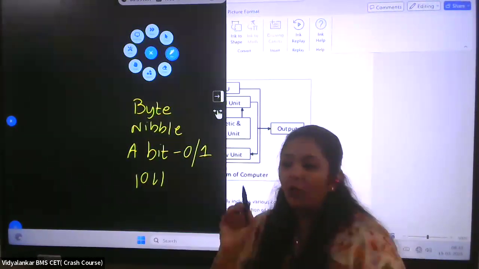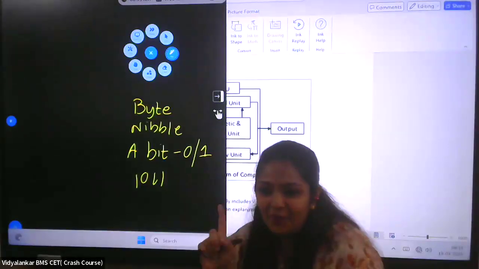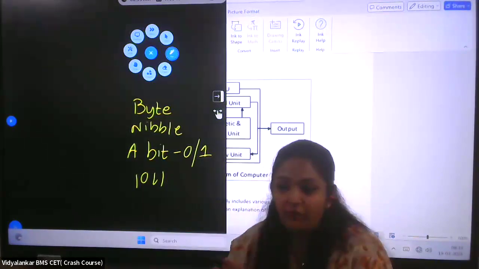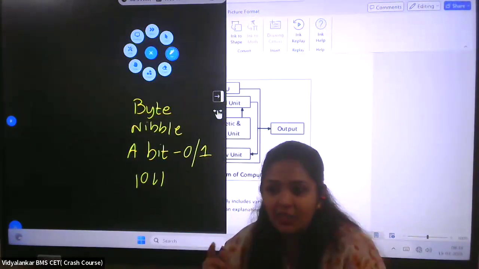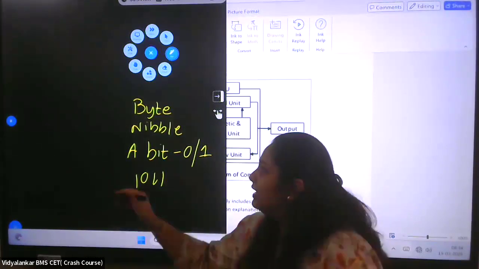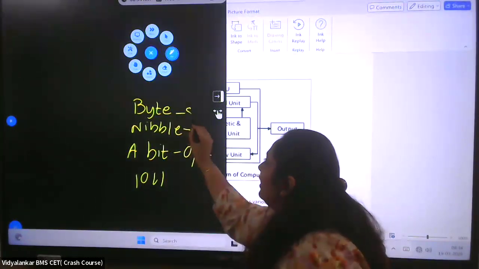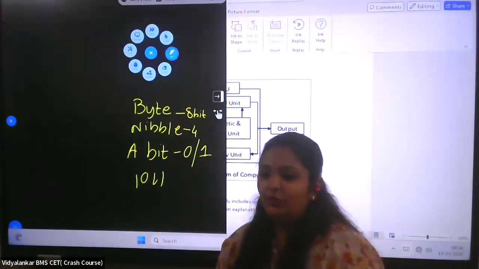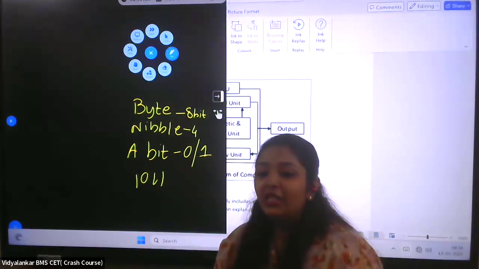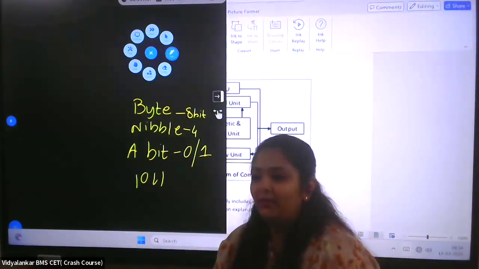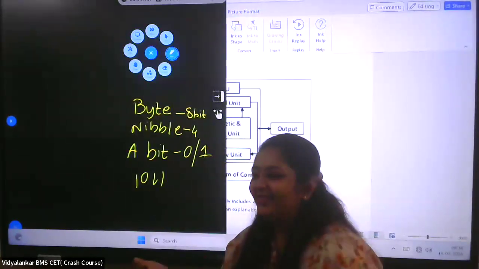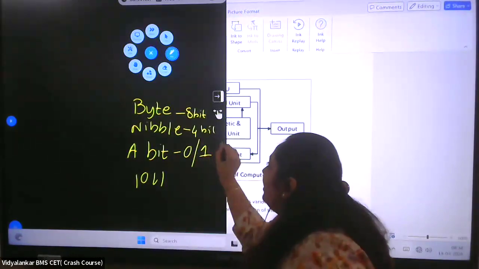I'll repeat. If I talk about a bit, it is either 0 or 1. If I talk about a nibble, how many bits in that nibble? 4. And if I talk about a byte, how many bits will you find in that byte? 8. So this is 4 and this is 8. So the question can come, 8 bits make how many bytes? 1 byte, 2 bytes, 3 bytes? 1. Suppose I say 16 bits make how many bytes? Got it? 32 bits make how many bytes? Yes. Is that clear? Understood?